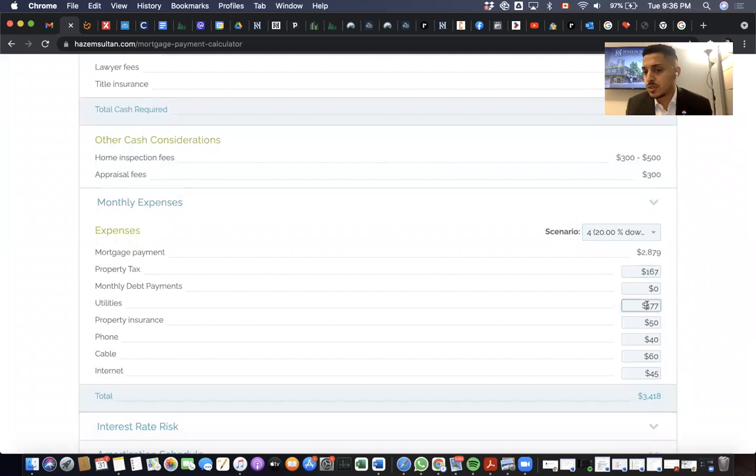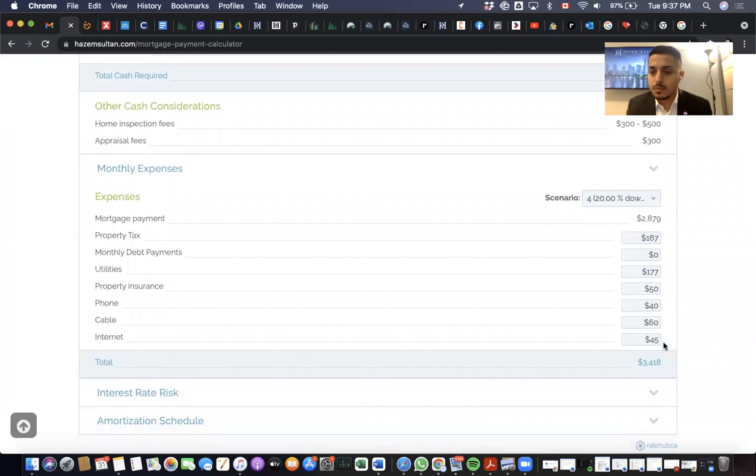Utilities, it depends on how much you use. Gas, if there's BC Hydro, in most cases there is BC Hydro, but for SBC, for instance, if you have gas. Property insurance, again, this really does vary, and that's why we usually encourage you to get a quote for fire and property insurance. Whatever figure they give you in the quote, you just divide that by 12 again, like we did with the property tax, and you'll come up with a figure. So let's say it's $50 here. Phone, cable, internet, that's pretty straightforward. So what you're looking at here is the total. This is to hold the property: $3,418.